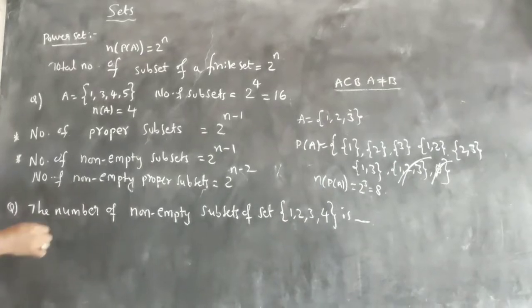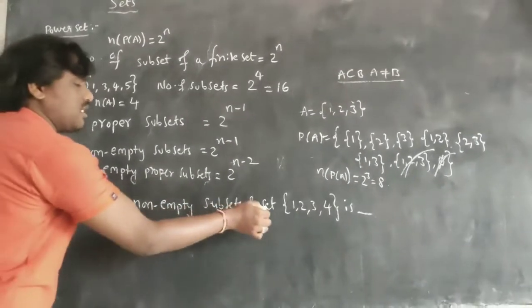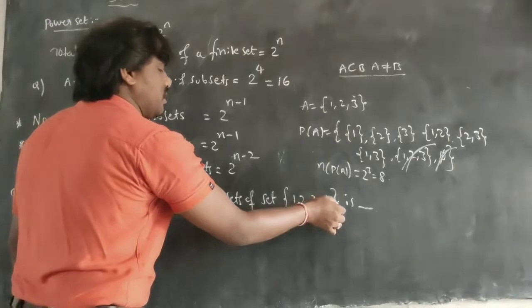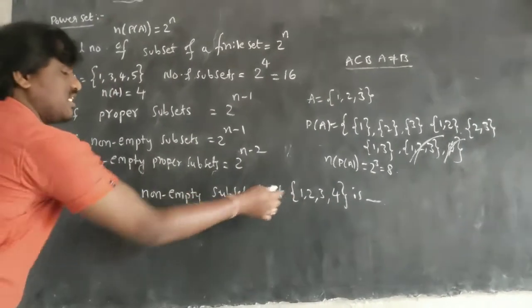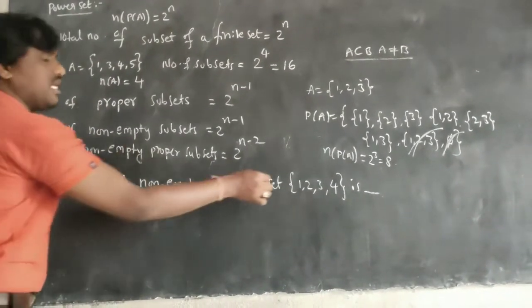Let us see some questions. The number of non-empty subsets of the set {1, 2, 3, 4} is dash. So for this set, how many elements are there?